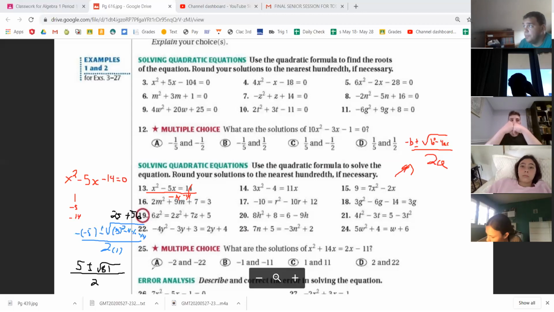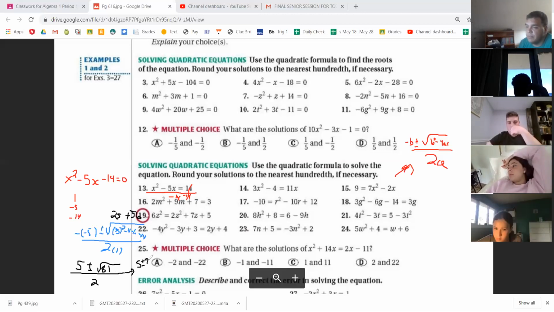Now 81 happens to be a clean square root, so we don't have to do a little bit more work. So 81 could be reduced to 5 plus or minus 9 over 2.